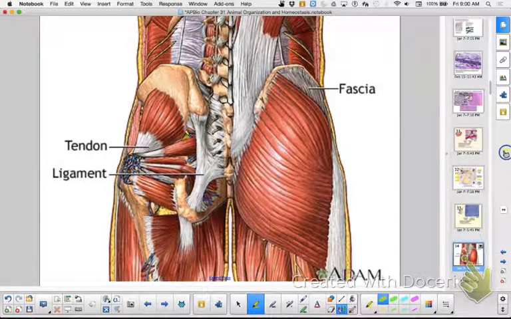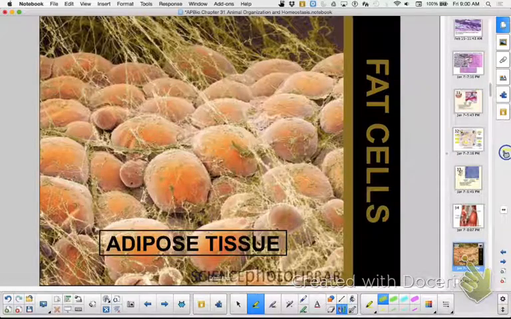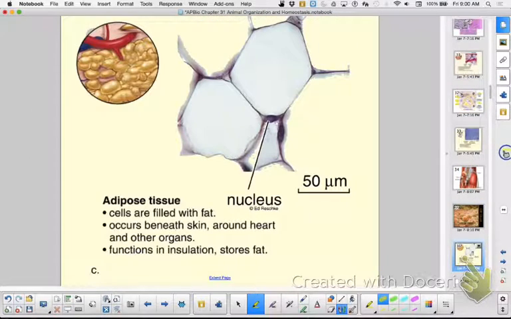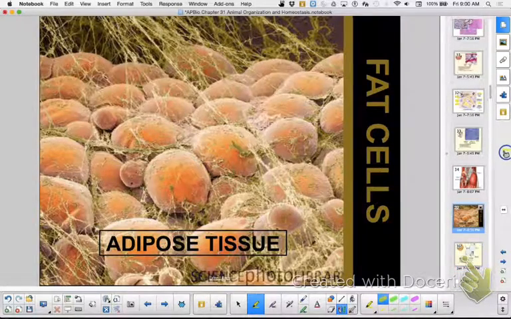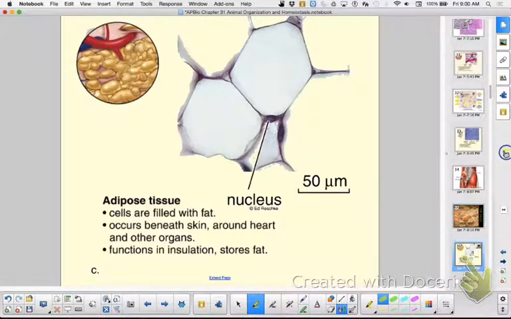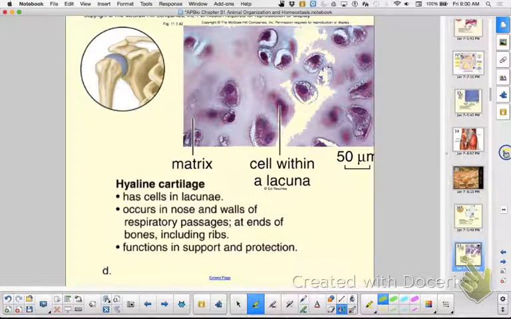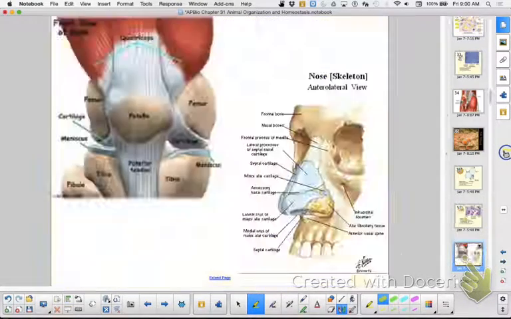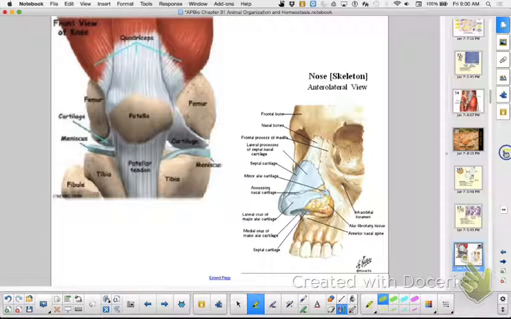Here you can see a tendon, muscle to bone, and then ligament, bone to bone. What's that? It's a booty. Here are some fat cells. Look at the booty. Here are some other fat cells, but I like this picture better. They just look bulbous. Here's some cartilage, another connective tissue.